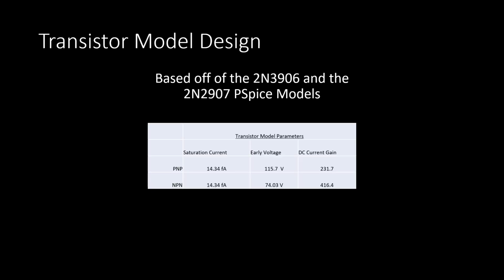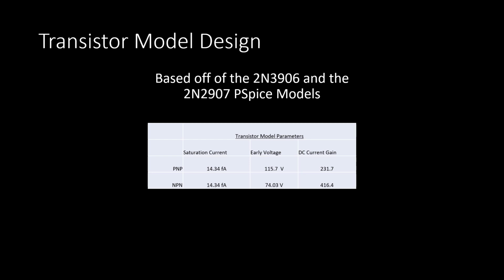First, I would like to take a look at some of the PSpice design parameters that were used to model the transistors. The saturation current was mainly used to control the emitter area. For both the PNP and the NPN, this was set constant at 14.34 femtoamps. This was done for simplicity and so that the transistors would be a good match.